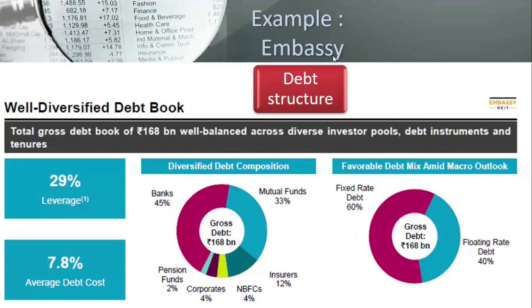As an example, let's take up the case of Embassy REIT. So Embassy REIT has a debt structure like this. It has a 29% leverage, which is the loan to value ratio. And they also have a fixed rate debt of 60% and a floating rate debt of 40%, which means that as the interest rates go down, 40% of their debt is what is going to change. And the average cost of debt is 7.8%. So this is an example which can tell you how much of an interest rate change would impact the debt in the books of Embassy.